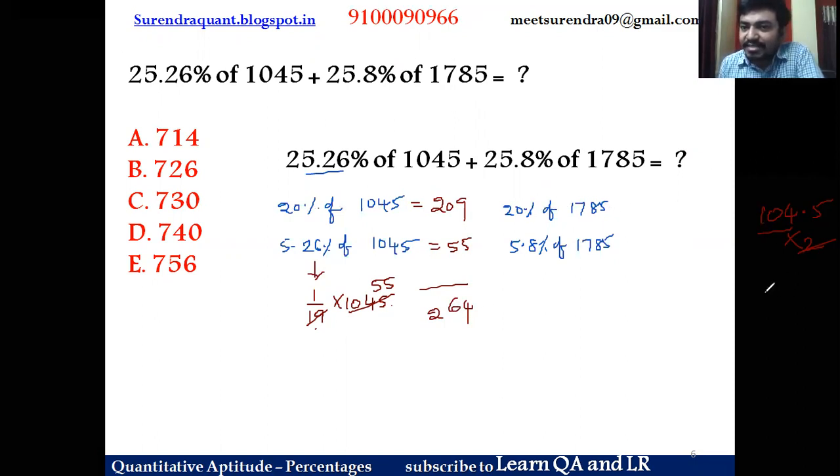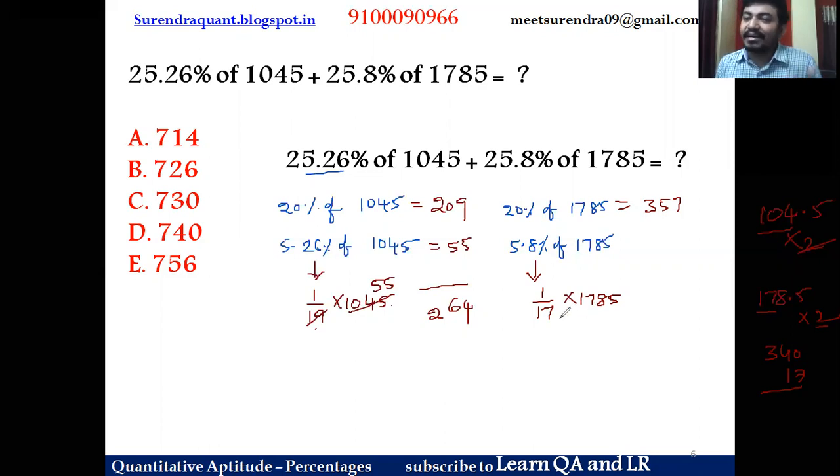Now coming to the second part. So 10% is 178.5. 20% is 2 times of 10%, right? So 178.5 times 2 is 357. So 20% of 1785 is 357. And friends, 5.8% is nothing but 1 by 17. 1 by 17 of 1785 is what? 17 times 100, 1700. 17 times 5, 85. 105 times it goes, right?